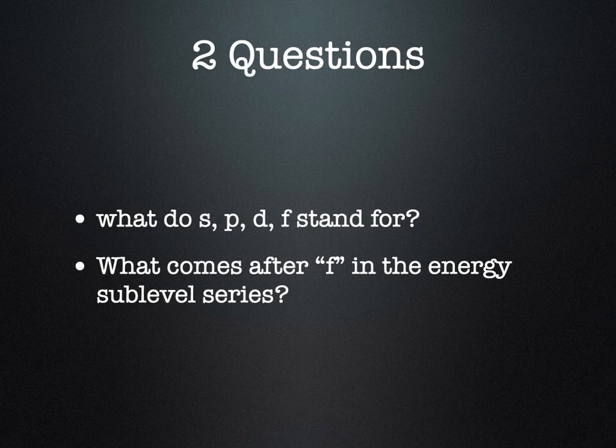Real quick question for you. Some people ask at some point, what do the s, p, d, and f stand for? And then what comes after f in the energy sublevel series? So again, we've said that the number of sublevels is equal to the energy level. So the fifth energy level ought to have 5 sublevels. Turns out you would need like 200 electrons to ever get into that fifth sublevel for the fifth energy level. So we don't ever write it because you never fill anything bigger than an f.